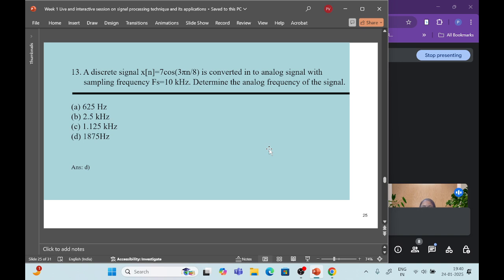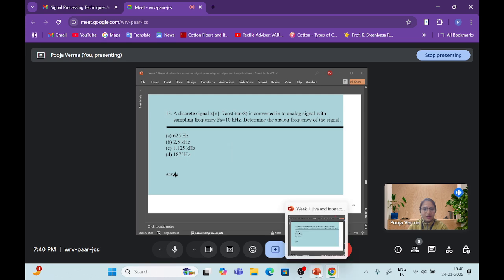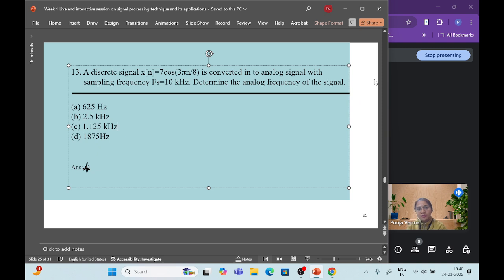The next question is: a discrete signal x of n equal to 7 cos 3 pi n divided by 8 is converted into an analog signal with sampling frequency Fs equal to 10 kilohertz. Determine the analog frequency of the signal. It is already given as a digital discrete signal, and we have to convert it into analog. Please convert it and answer in the chat box. Please try to solve this question. I will solve it.